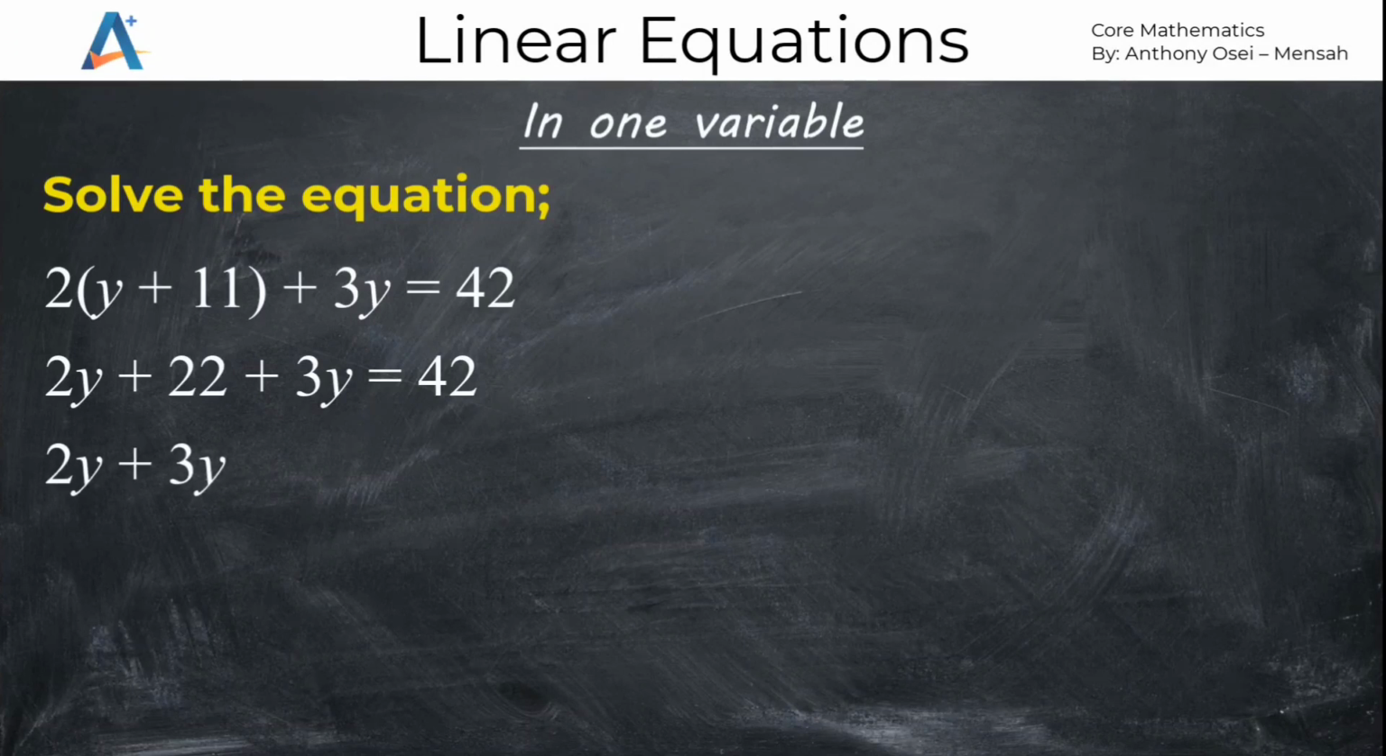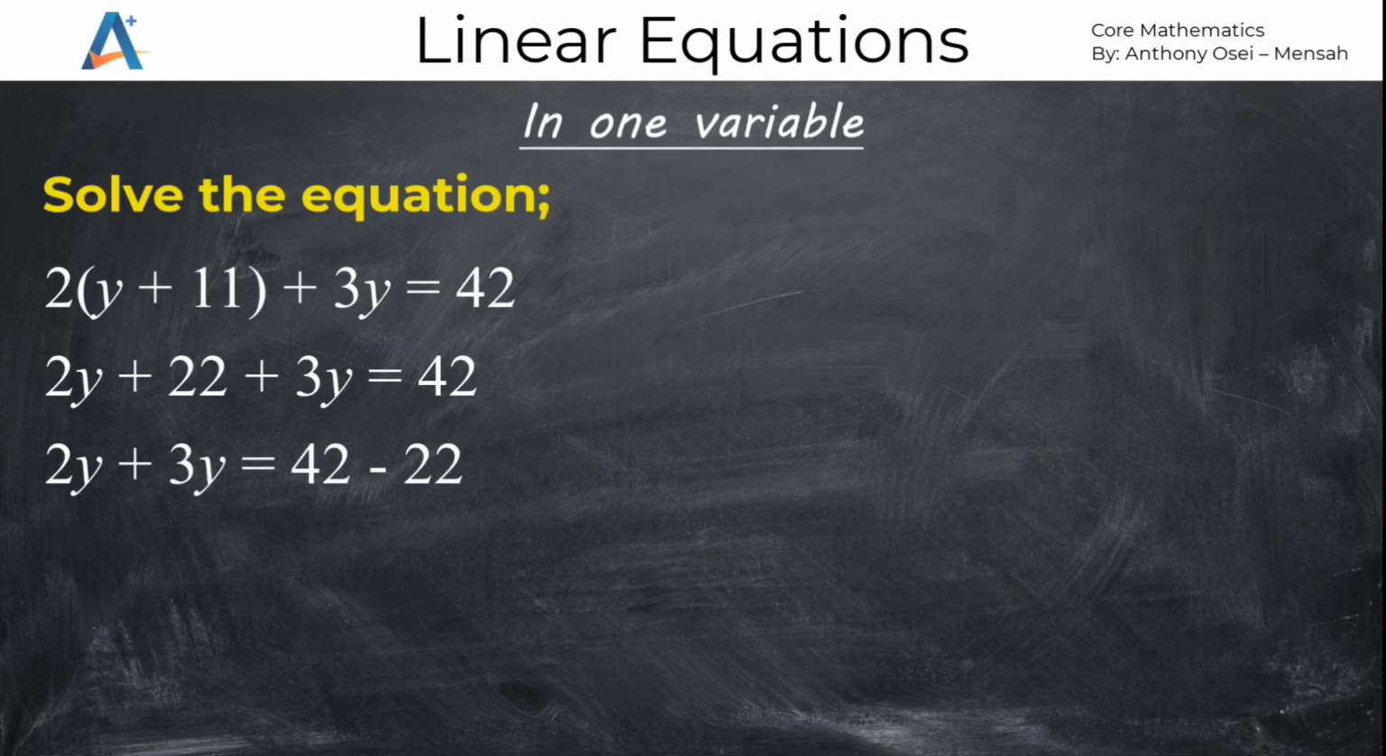Now from the right hand side, I have the constant 42, which is a real number, and the real number or constant 22. Positive 22 moving from the left to the right hand side across the equal sign becomes negative. So positive 22 here becomes negative 22. Remember, only if it crosses the equal sign, the sign must change.